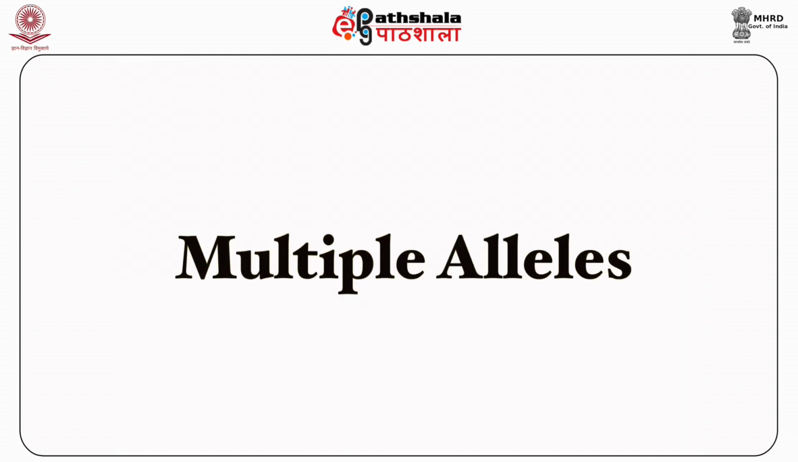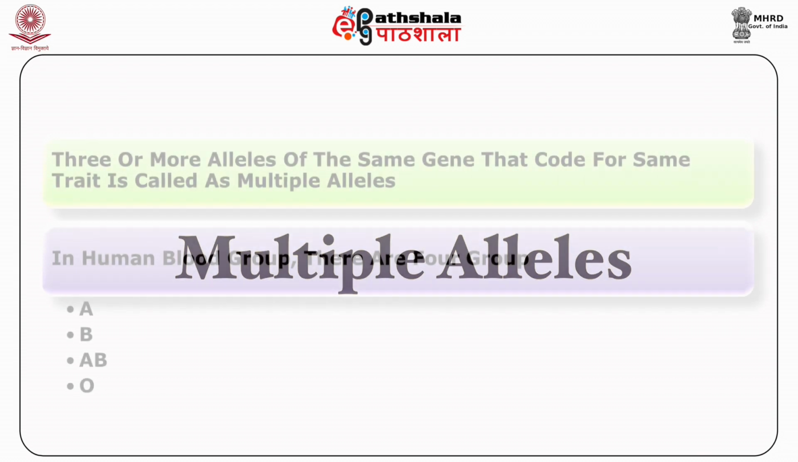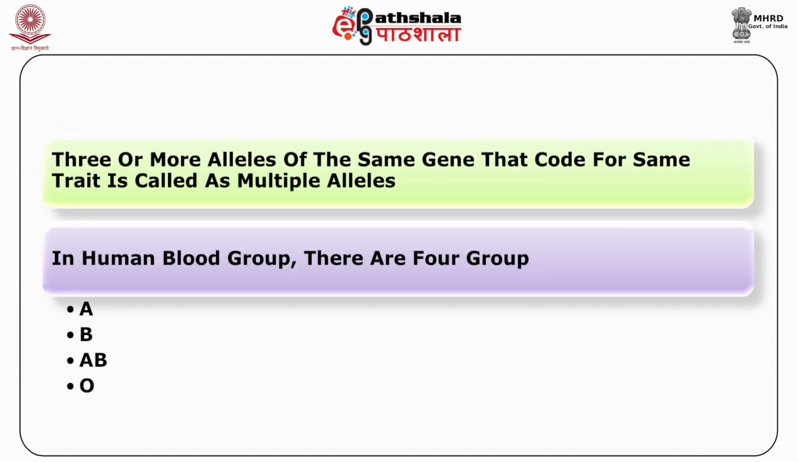Last is multiple alleles. Three or more alleles of the same gene that code for the same trait are called multiple alleles. For example, in human blood, there are four groups, that is A, B, AB, and O.